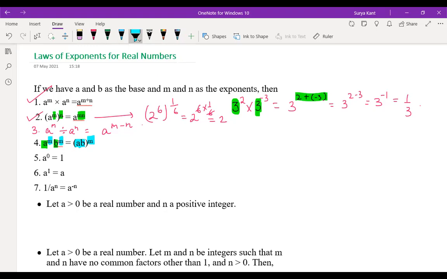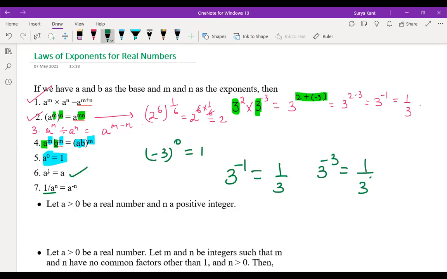Then a to the power 0 is equal to 1. Anything to the power 0 is equal to 1. Minus 3 to the power 0 is equal to what? 1. a to the power 1 is a only. Suppose 3 to the power minus 1, we can write 1 by 3. 3 to the power minus 3, what can we write? 1 by 3 to the power 3.